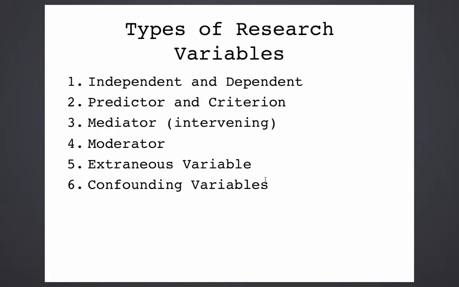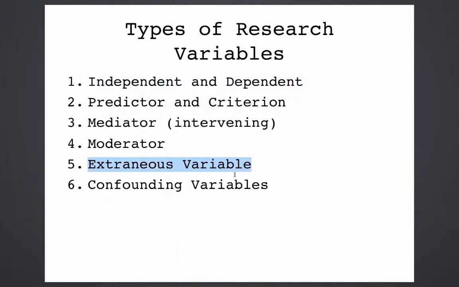Mediators. Mediators are intervening variables. They come between independent and dependent variables. An independent variable will affect a dependent variable through a mediator in some cases. Moderators are probably the hardest type of variable to understand. Moderator variables are variables that change the nature of a relationship that exists between an independent variable and a dependent variable. So a moderator variable changes the relationship between an independent and a dependent variable. And I'll leave it at that for now, and we'll talk more about it in a minute.